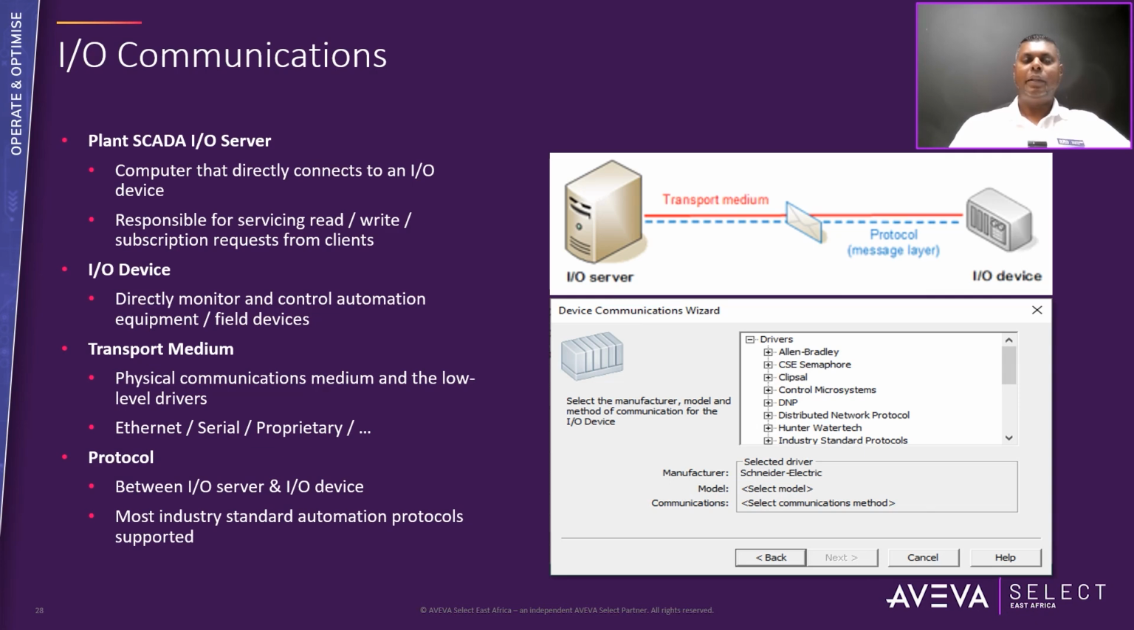The Plant SCADA computer that directly connects to an I/O device is an I/O server. I/O servers are responsible for servicing the read, write, and subscription requests from clients. A project can have many I/O servers, with each cluster able to include multiple I/O servers. An I/O server keeps up-to-date information on its connected I/O devices by regularly retrieving data from them and storing it in a cache. Whenever a Plant SCADA client requires data from an I/O device, it will use the information stored in the I/O server cache. Clients will not retrieve data directly from an I/O device.